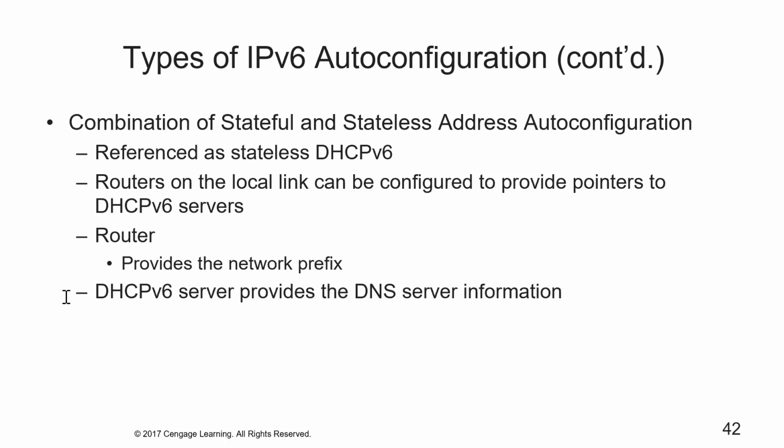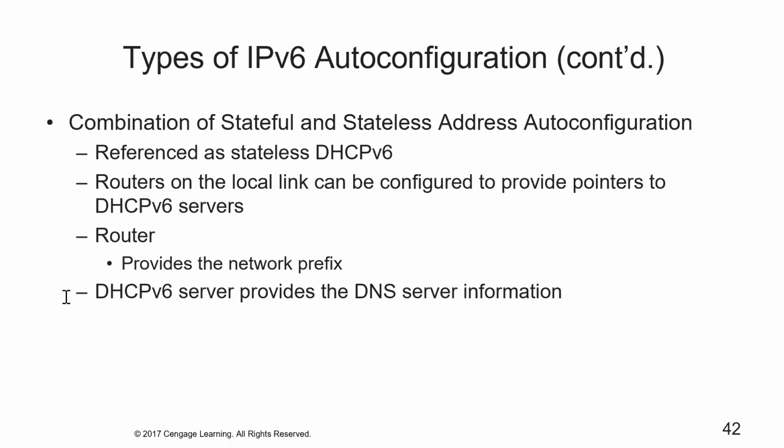So essentially, stateless auto-configuration can be used alone or in conjunction with a method such as DHCPv6, and then you can call that DHCPv6 stateless. This is a tongue twister.